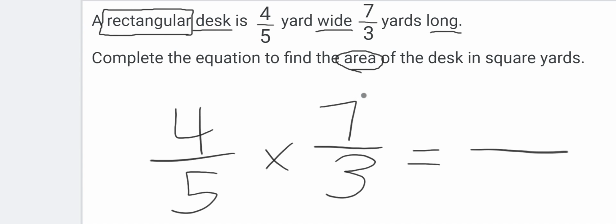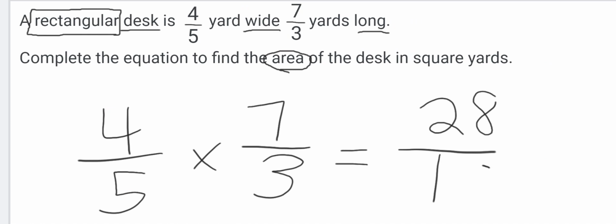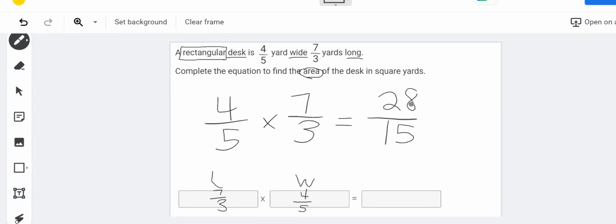First thing I'm going to do, I'm going to multiply 7 times 4. I'm going to multiply my numerators. What's 7 times 4? That's right, 28. Now I'm going to multiply 5 times 3, or my denominators. What's 5 times 3? That's right, 15. So I know that the area is 28 over 15.